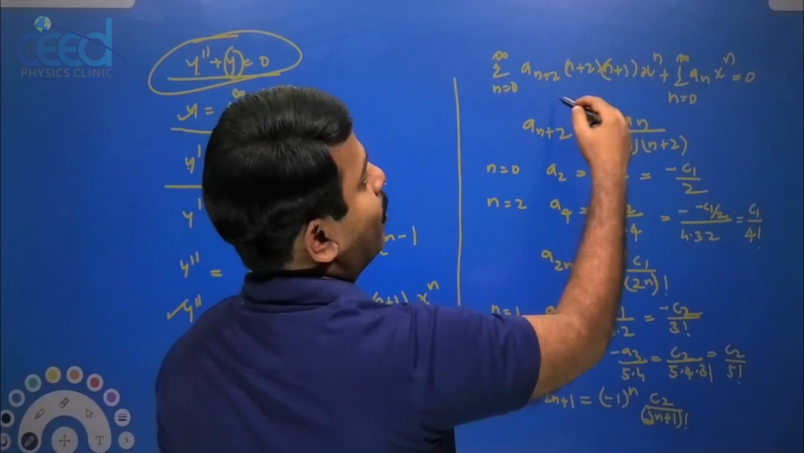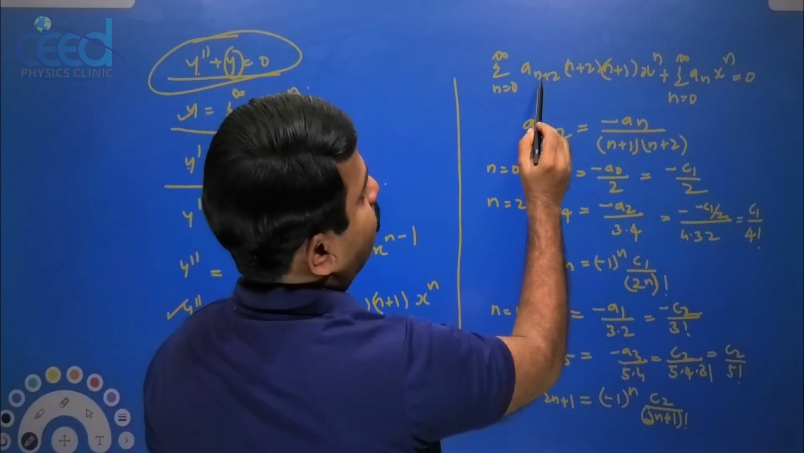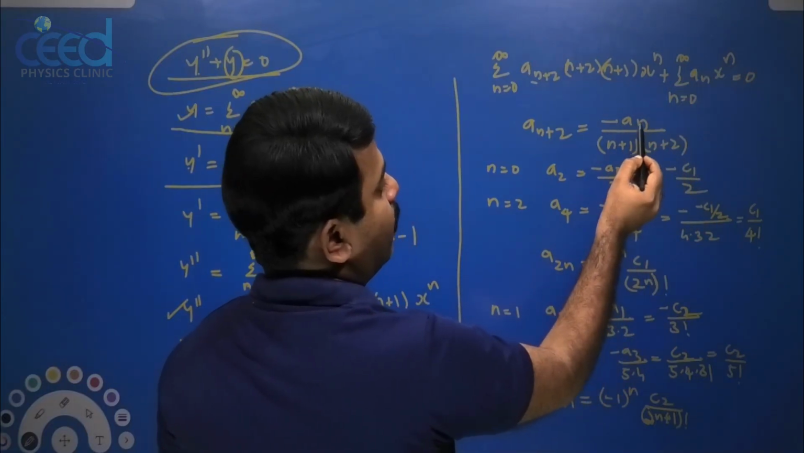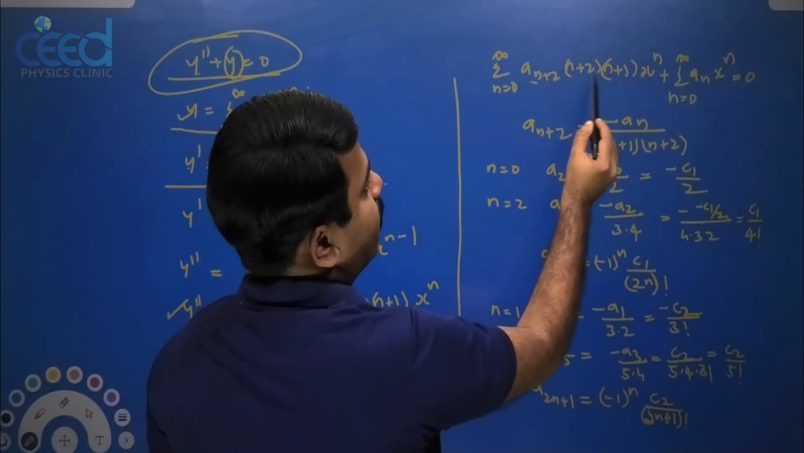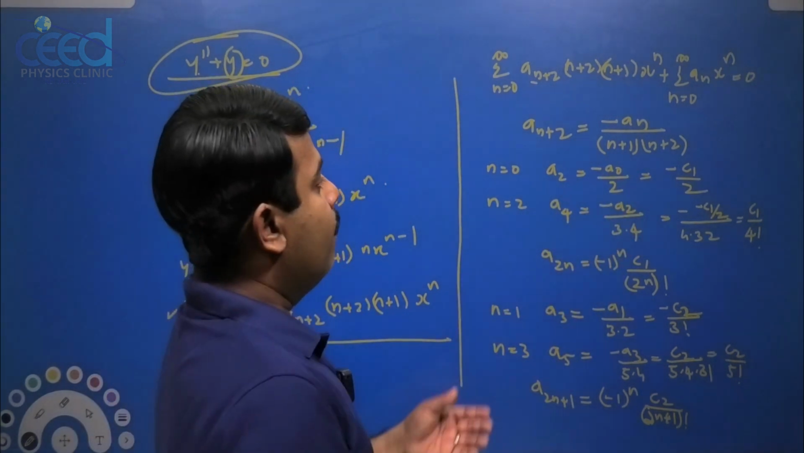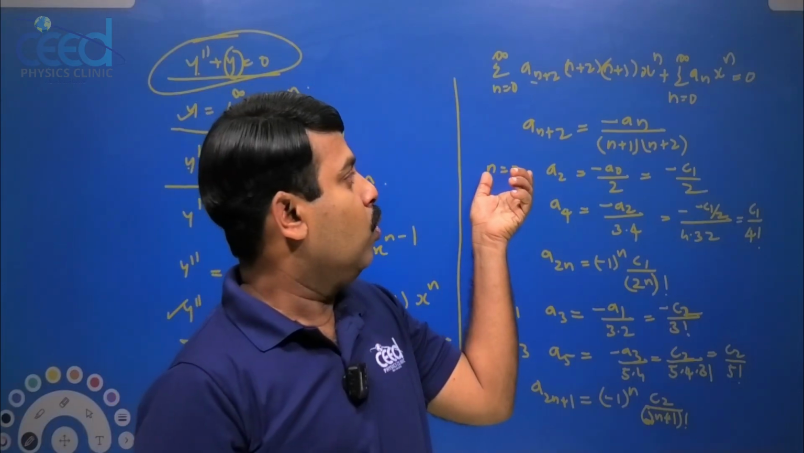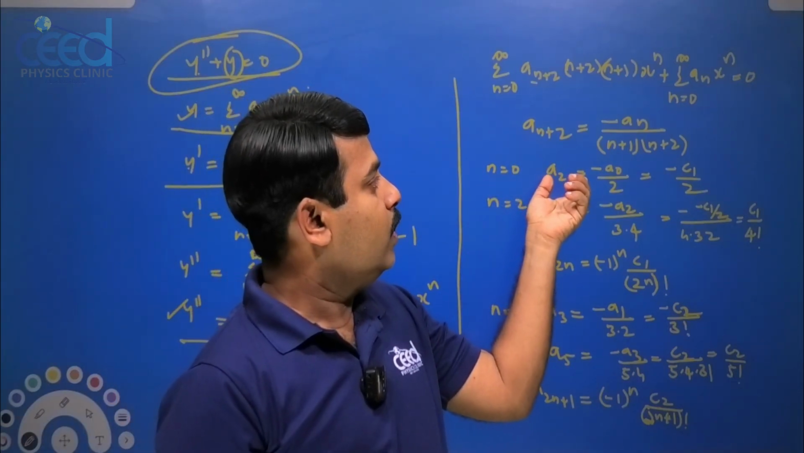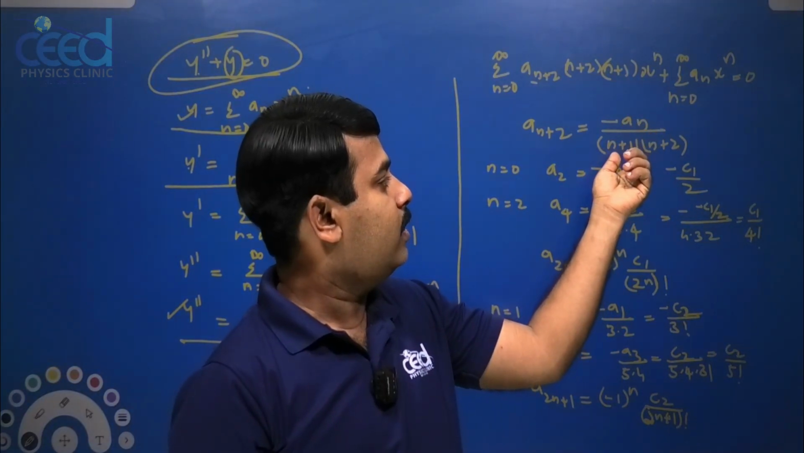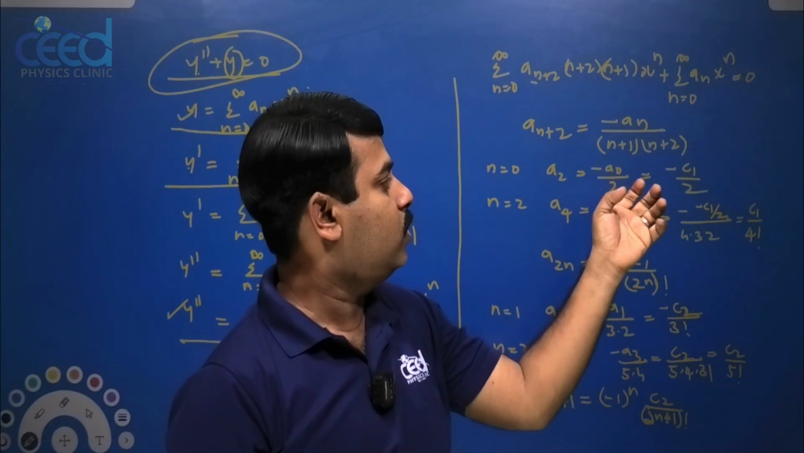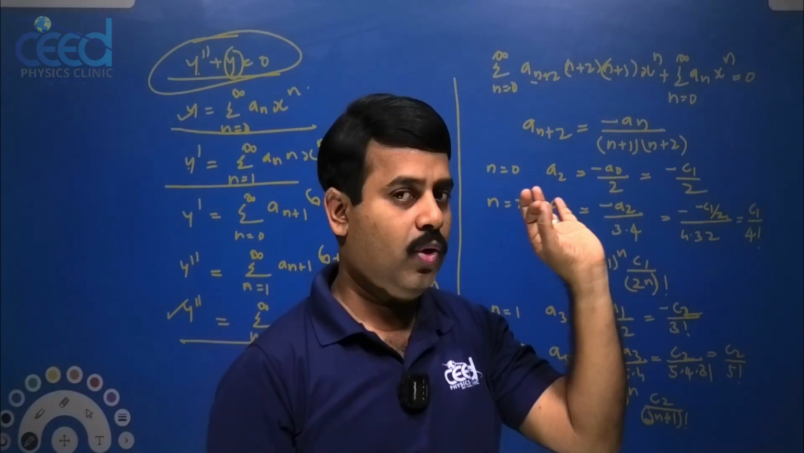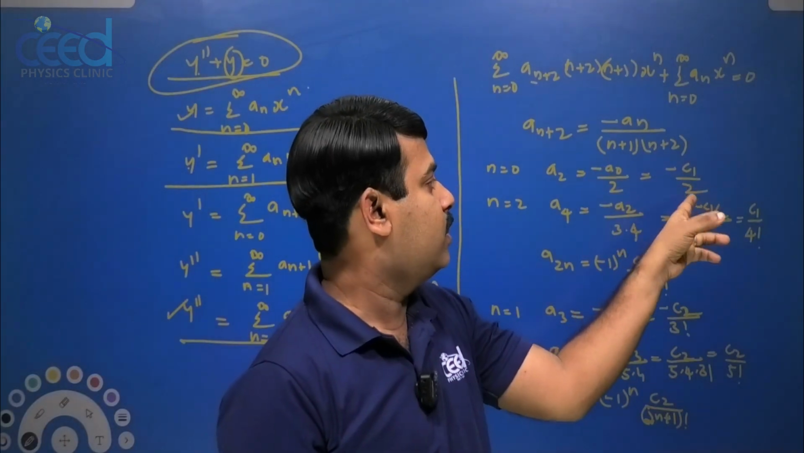Now what can I write for a n plus 2? This common term we can take to that side, 0, then finally I can write a n plus 2 is equal to minus a n divided by n plus 1 into n plus 2. Now put n equal to 0, you get a2. What is a2? Minus a0 divided by 1 into 2, that is 2. Say a0 I am taking as c1, one constant, then a2 is minus c1 by 2.